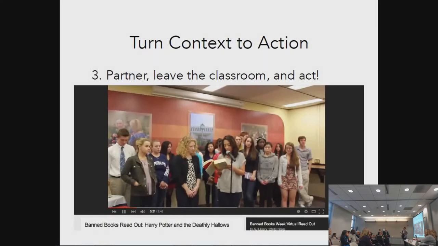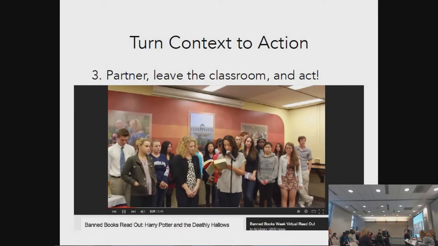I teach a lot about free speech. That shouldn't be too much of a surprise in communication in society. Partner with existing institutions, leave the classroom and actually act. So Banned Book Week is, I think, sometime in November. You probably received an email from the library.